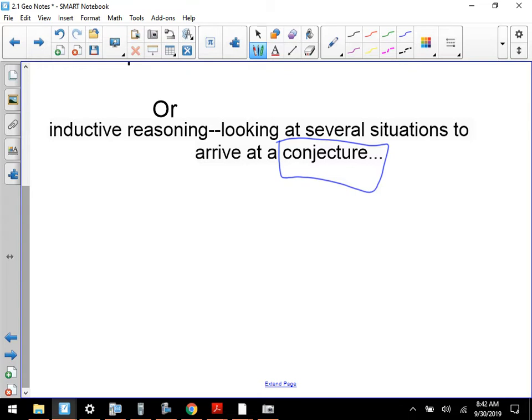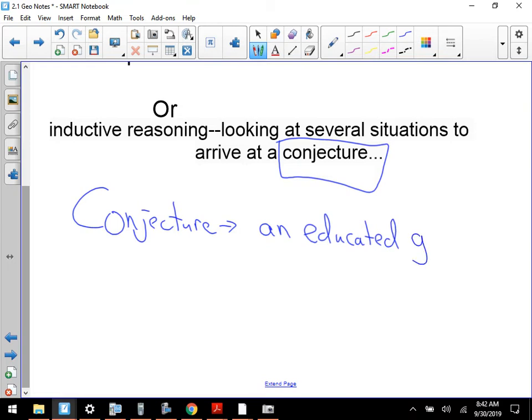The conjecture is an educated guess. All right.